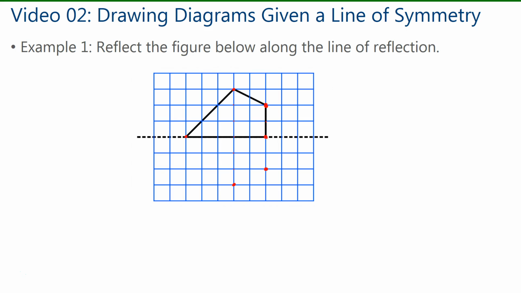Now this vertex is on the line of reflection, so that's not going to go anywhere. And same with this point over here. So now we'll join up our points to get our reflected image.